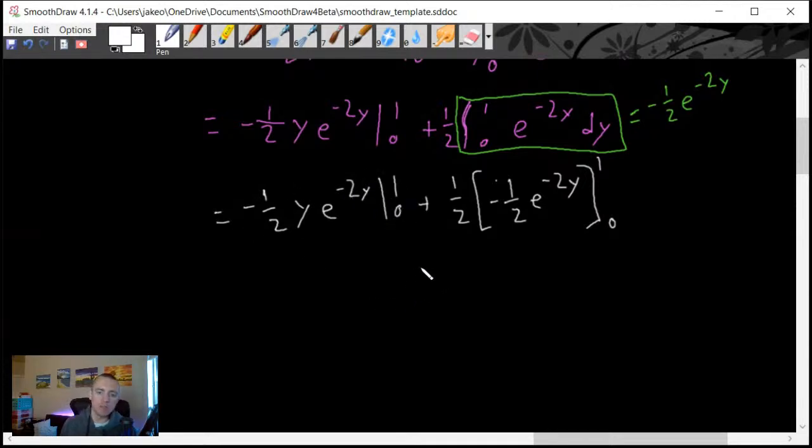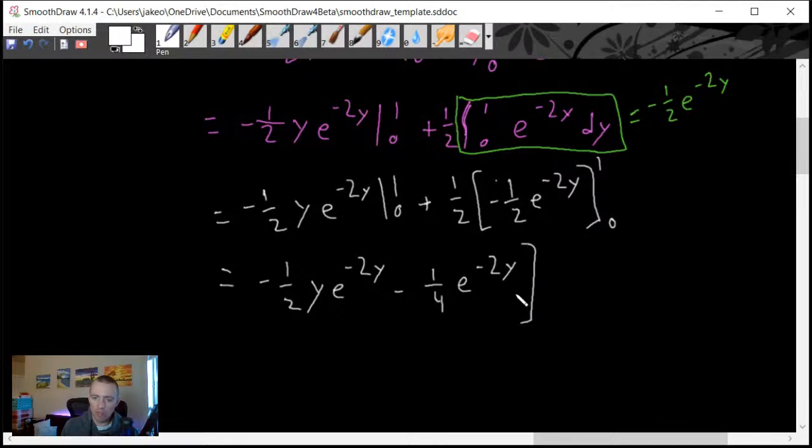Okay, so keep in mind what we have here. We have these two separate parts that are each being evaluated from 0 to 1. So what we can do is simplify that down into one single thing and evaluate the whole thing from 0 to 1. So this part here is just right here. And then we have this part here. The positive 1/2 times negative 1/2 is actually going to give us negative 1/4 e to the negative 2y.